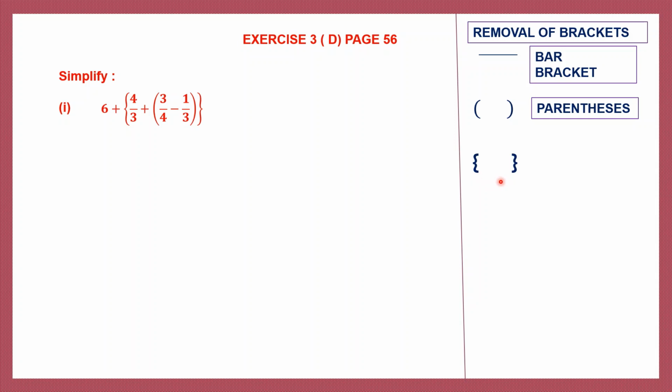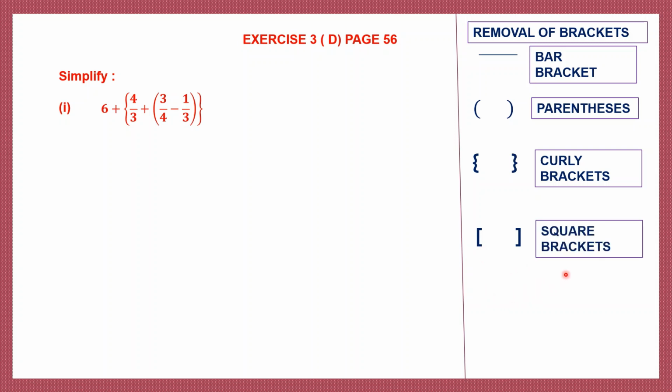Then we have something called the curly brackets. Curly brackets are drawn like this. Then we have the square bracket, which is also called the box bracket. So these are the brackets: the bar bracket, the parenthesis, the curly brackets, and the square brackets. And this is the order in which we have to do them. The bar brackets have to be removed first, then the parenthesis, then the curly brackets, and then the square bracket. So let's start with the first one.